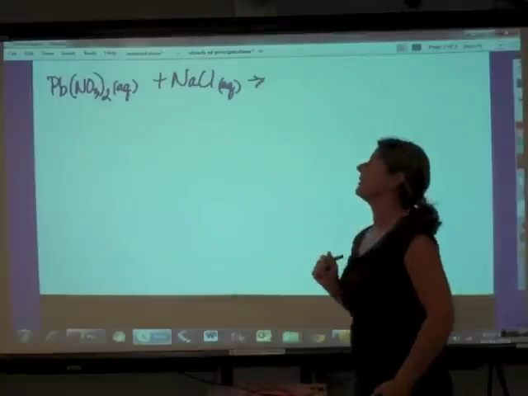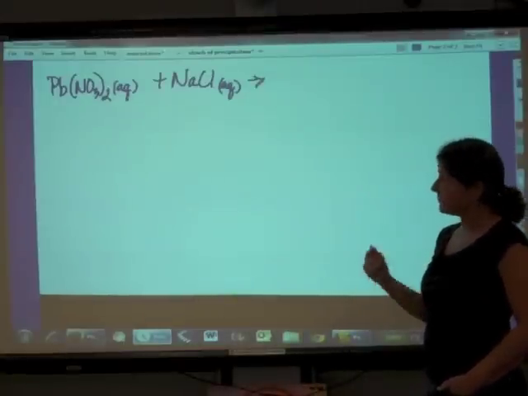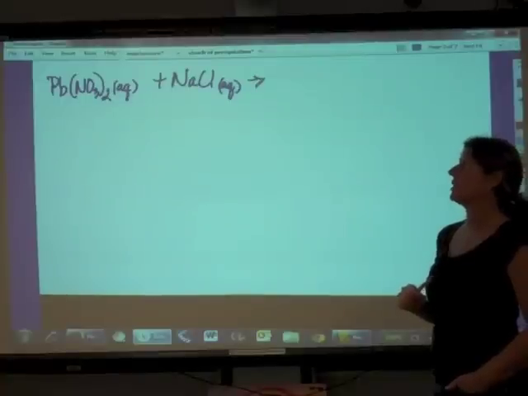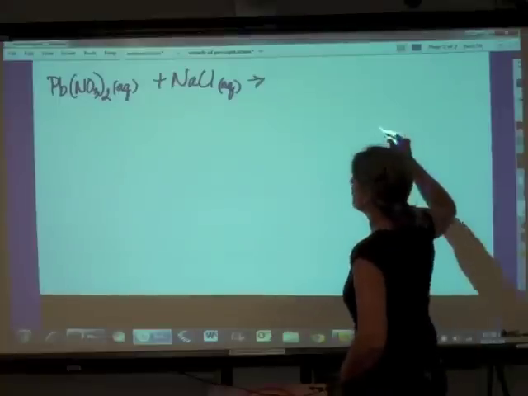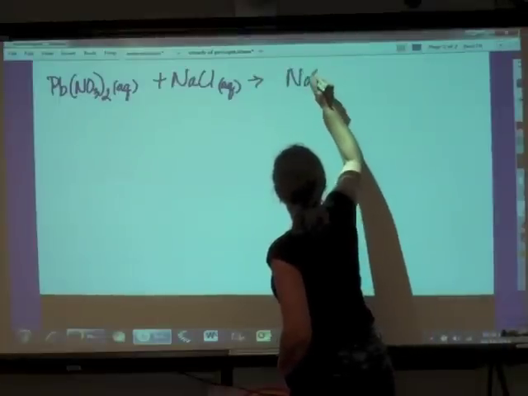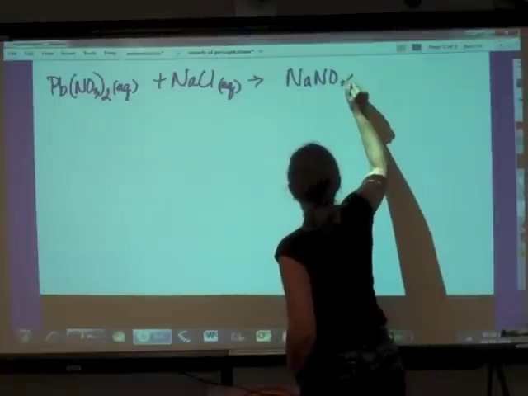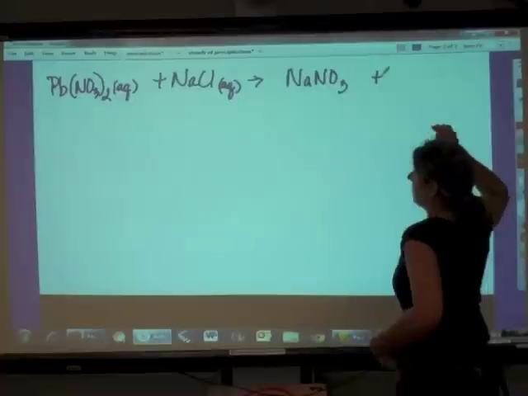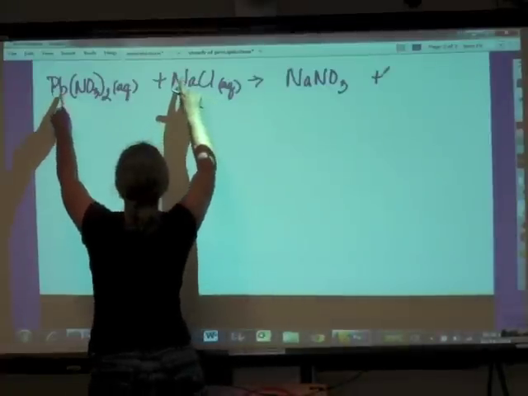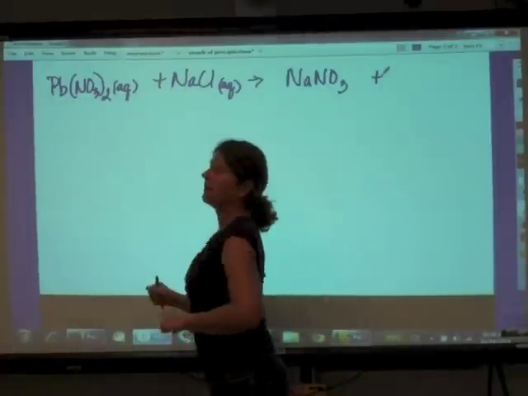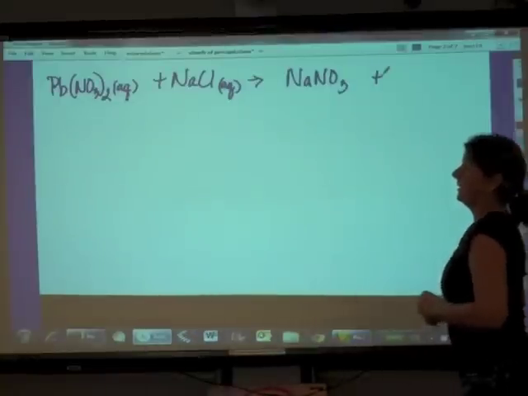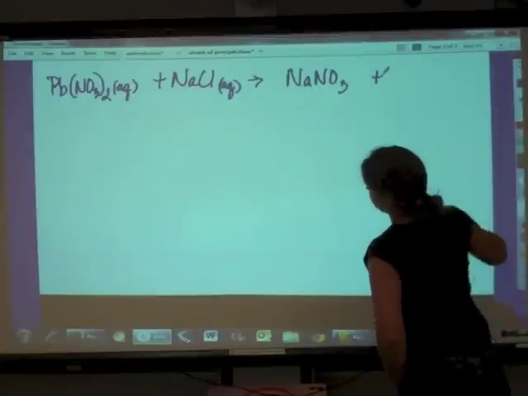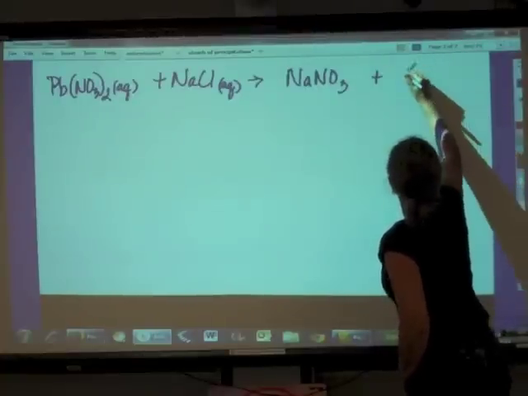Okay, and this is a double replacement. It's a precipitation reaction. So the cations are going to change places. We're going to get some sodium nitrate and we are going to get some lead-2, right, because these things are just switching. Cations are switching their anions. So sodium nitrate and lead-2 chloride.